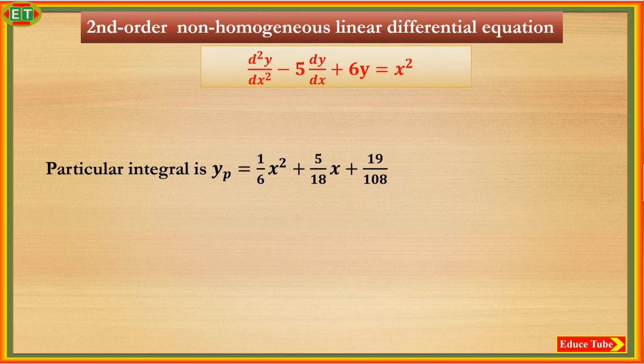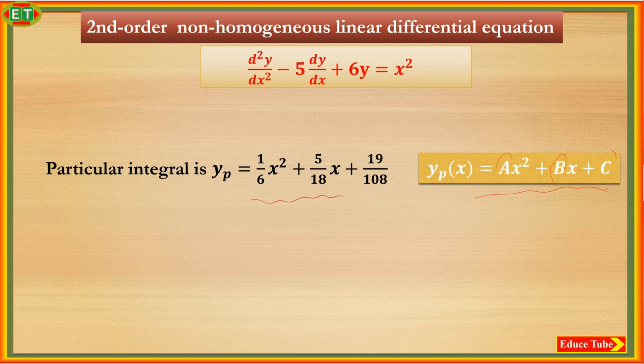In the particular integral, we considered this equation for our trial. This is the equation. We assumed x square plus bx plus c. Already in the previous slide we got the values of a, b and c. So substituting these a, b, c, we get the particular integral like this one.